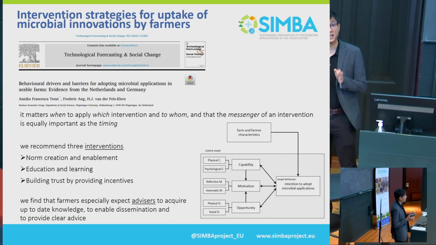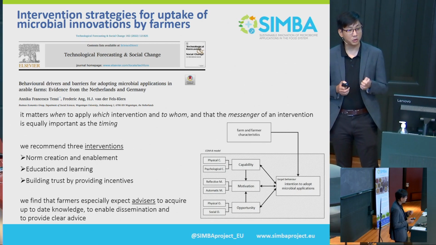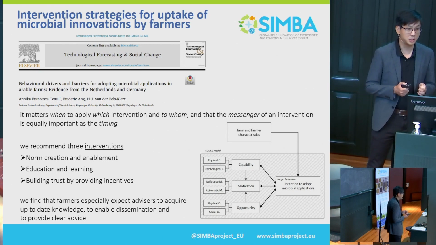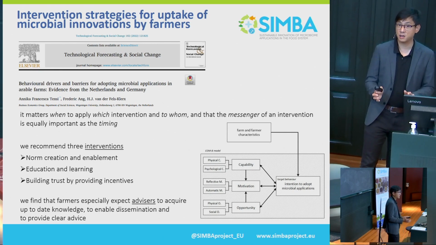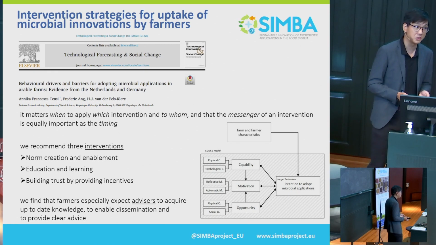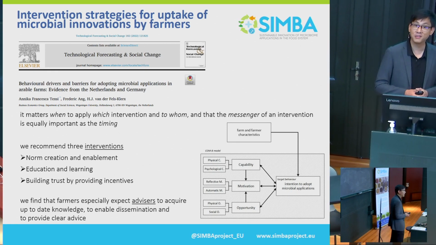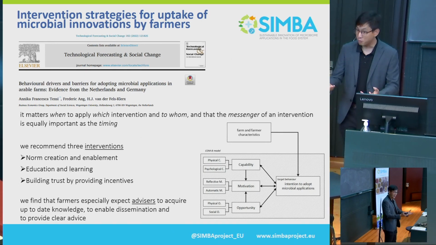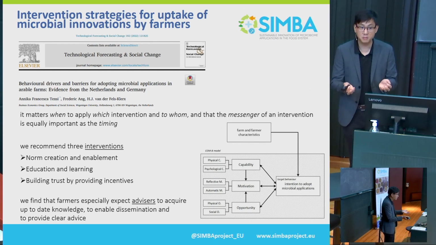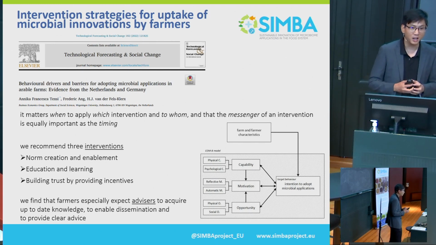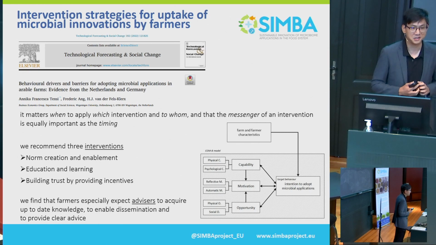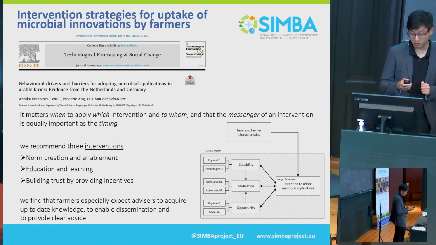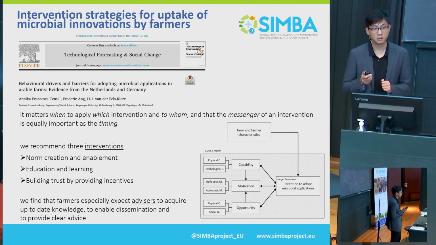Now, the interesting thing is that the messenger played a very important role. Advisors play a very important role in this process to acquire up-to-date knowledge. In fact, what came out of it is a very big skepticism towards government, both in the Netherlands and Germany. So if you look at the farmers' networks, they trust their advisors, but not more government-related instances. So it's very important to enable this dissemination and to provide clear advice through these channels.